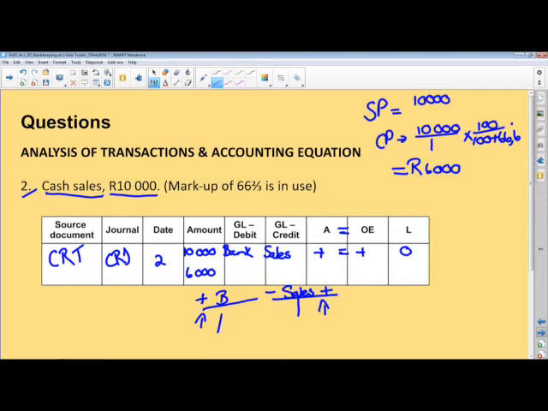And then, whenever you have a sale, we'll have a cost of sale. So your cost of sales will go up, we have bigger costs, but remember, your influence on owner's equity is negative.